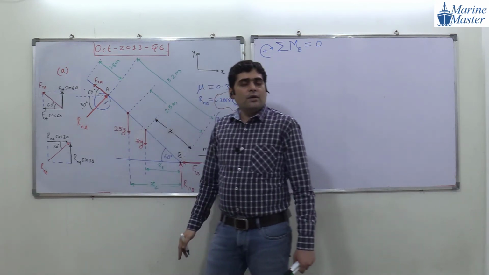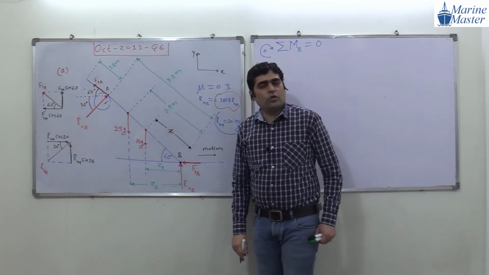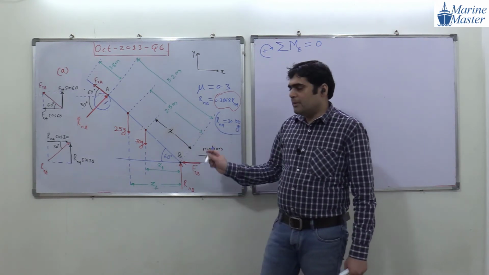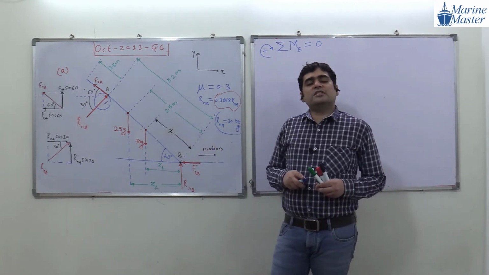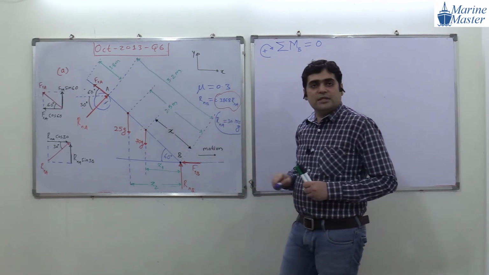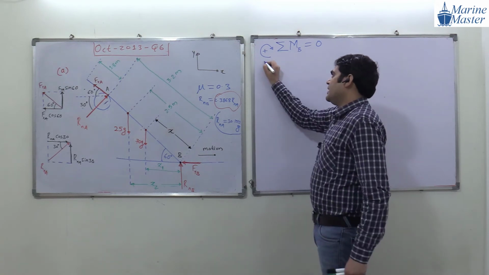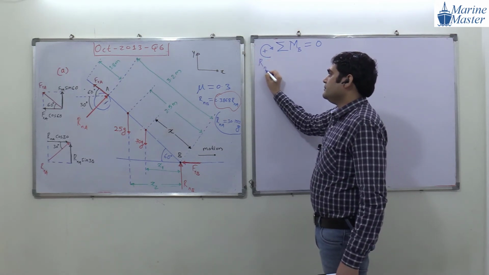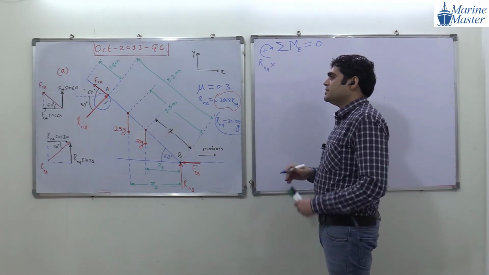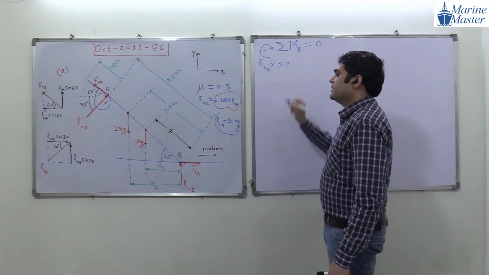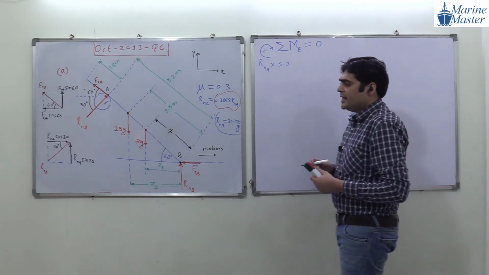RNA, what is the effect of RNA about B point? Clockwise or anti-clockwise? See, this is B point, so the effect will be clockwise. What will be the perpendicular distance for RNA? The perpendicular distance will be directly 3.2. Observe this point, everyone, so here we are getting direct benefit. So RNA into perpendicular distance 3.2. Then the next force will be what?